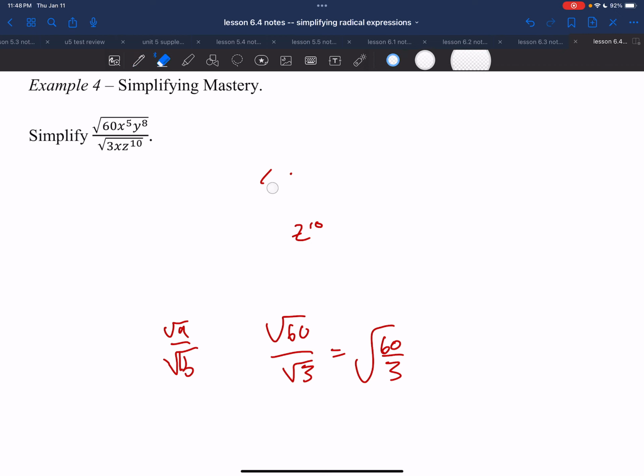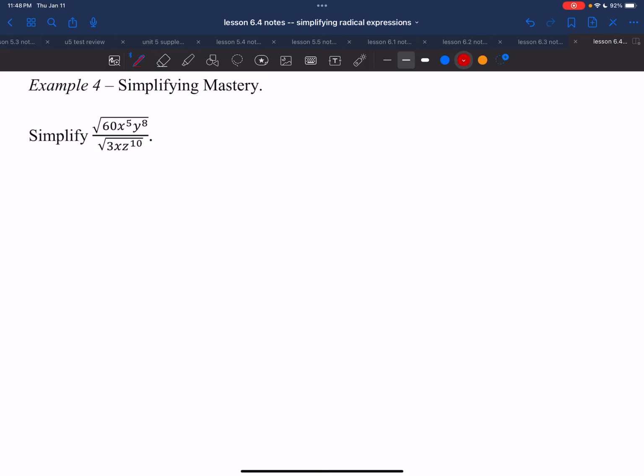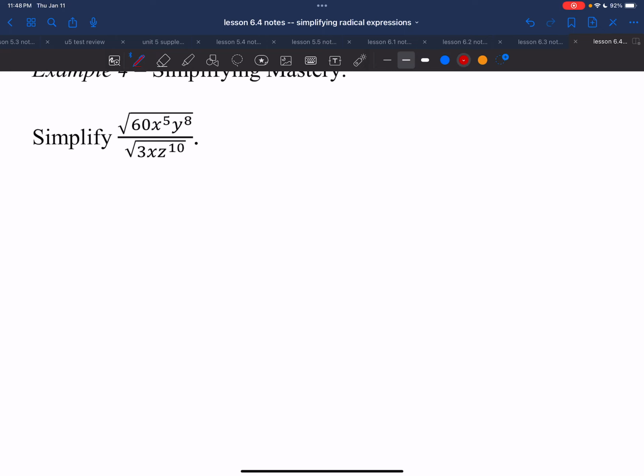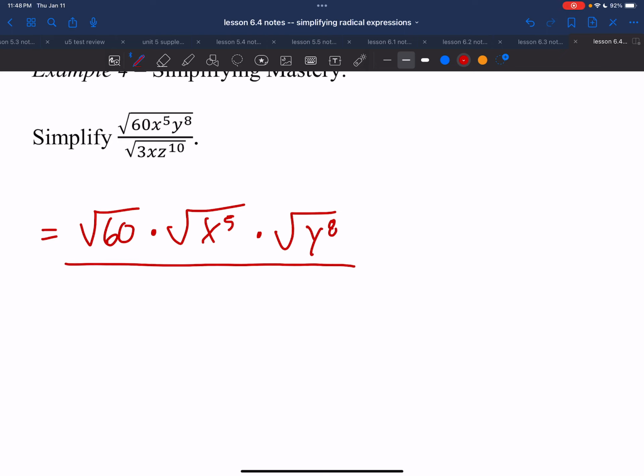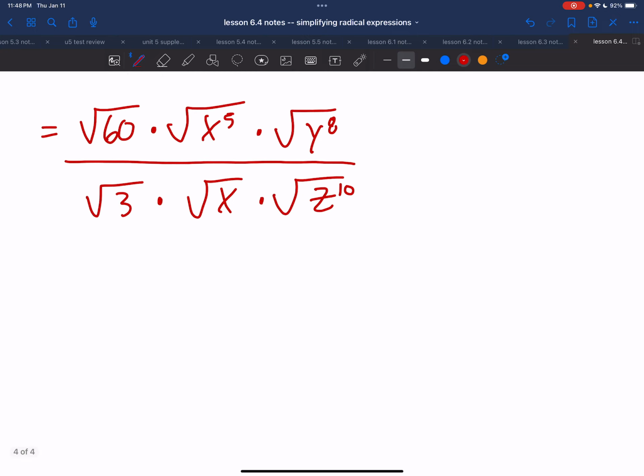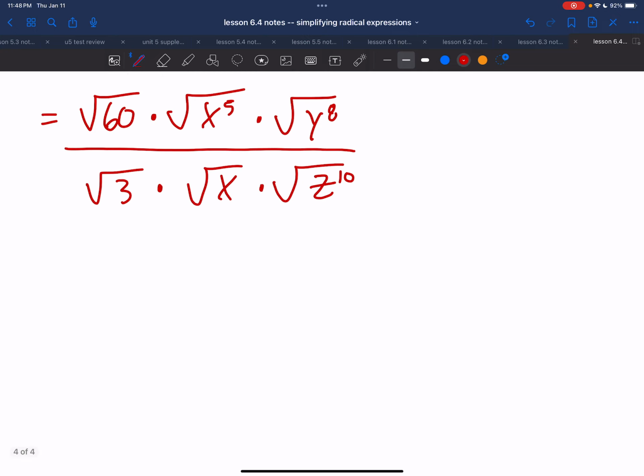So let me erase that and write it nice and clean. I'm just using various rules. The first thing I'm going to do is split up all my square roots. It's the square root of 60 times the square root of x to the 5th times the square root of y to the 8th over the square root of 3 times the square root of x times the square root of z to the 10th, okay? And then I'm going to group these square roots if I can.